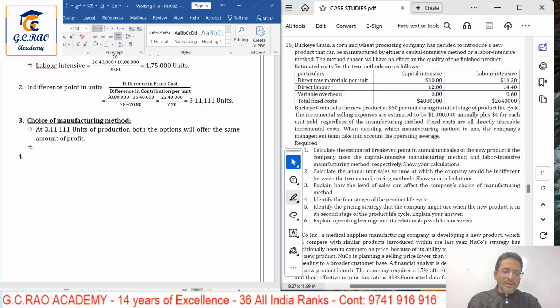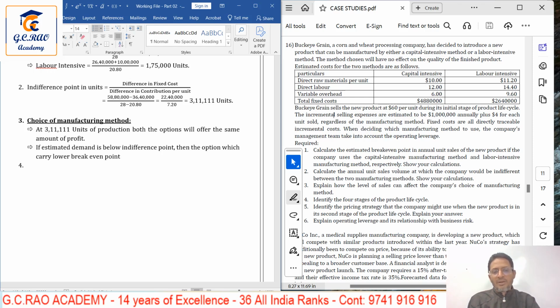Second remark. If estimated demand is below the indifference point, then the option which carries a lower break-even point, that is labor intensive, will be more profitable. Correct?